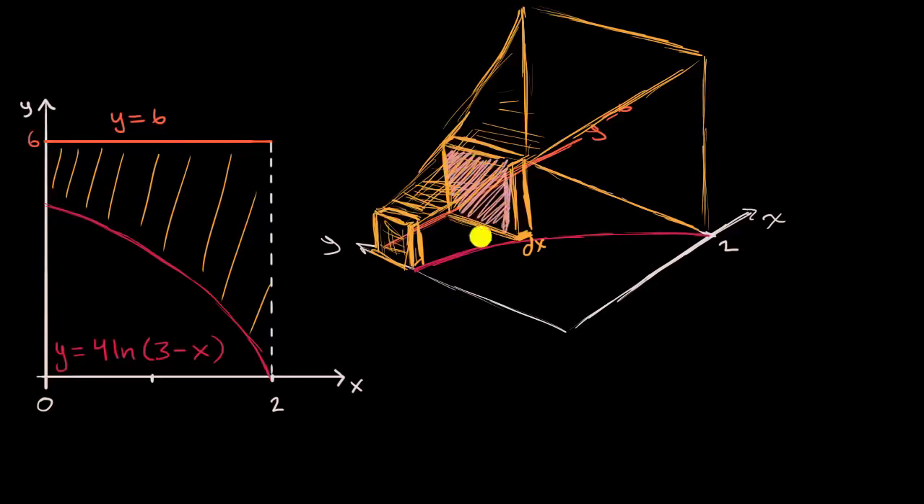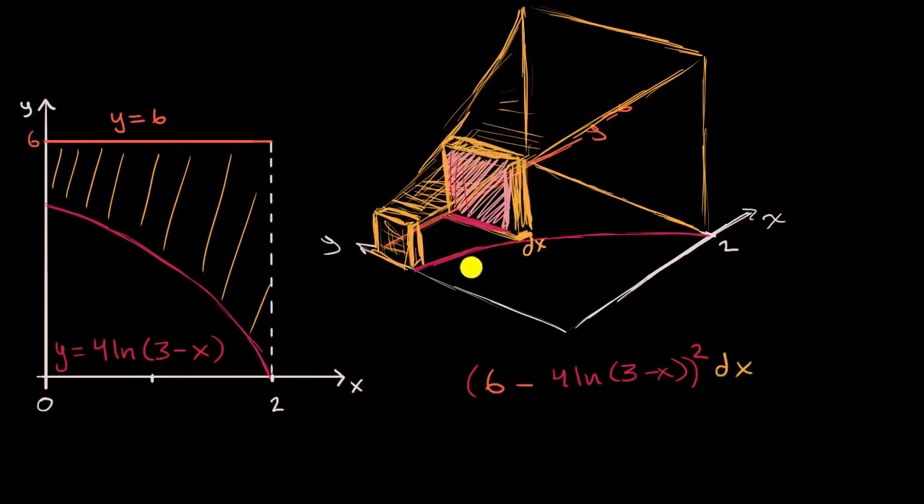Well, that area is going to be the base length squared. What's the base length? What's the difference between these two functions? It is going to be 6 minus, our bottom function is 4 times the natural log of 3 minus x. And so that would just give us that length. But if we square it, we get this entire area. You square it, and then you multiply it times the depth. Now you have the volume of just this little section right over here.